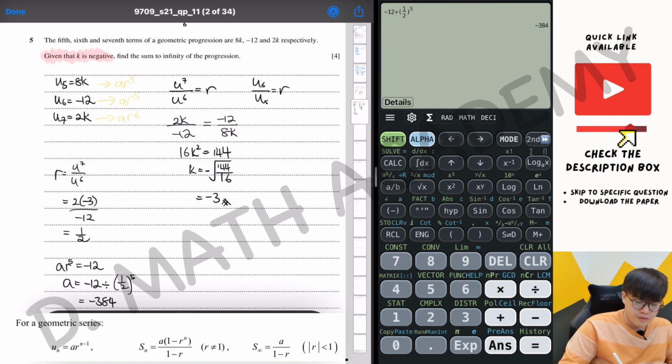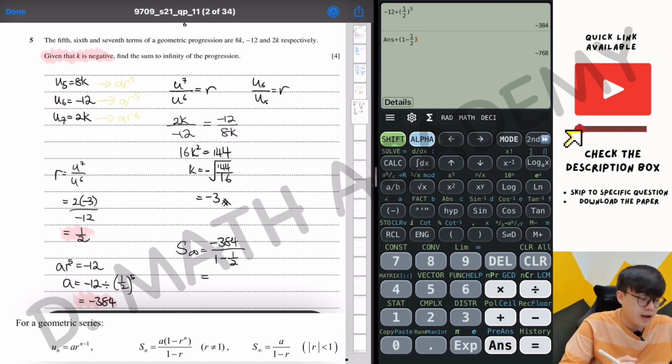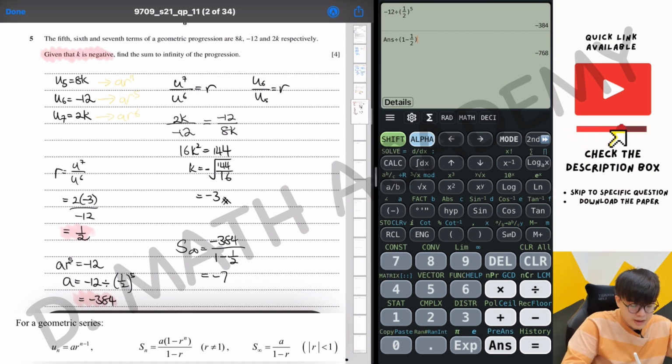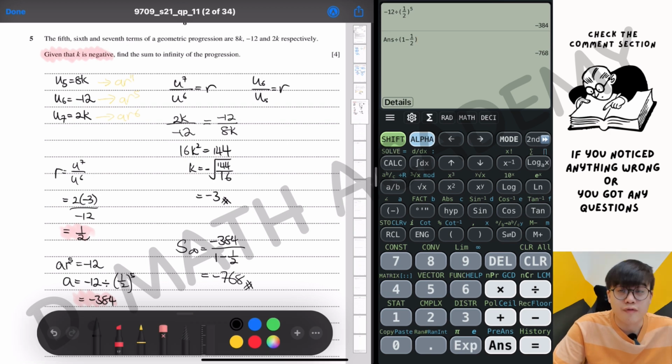So from these two values that we got, we then try to trace our S infinity, which is actually a of negative 384 over 1 minus 1 over 2. So your final answer for this would actually be negative 768. So that's how you secure the 4 marks here for question 5.